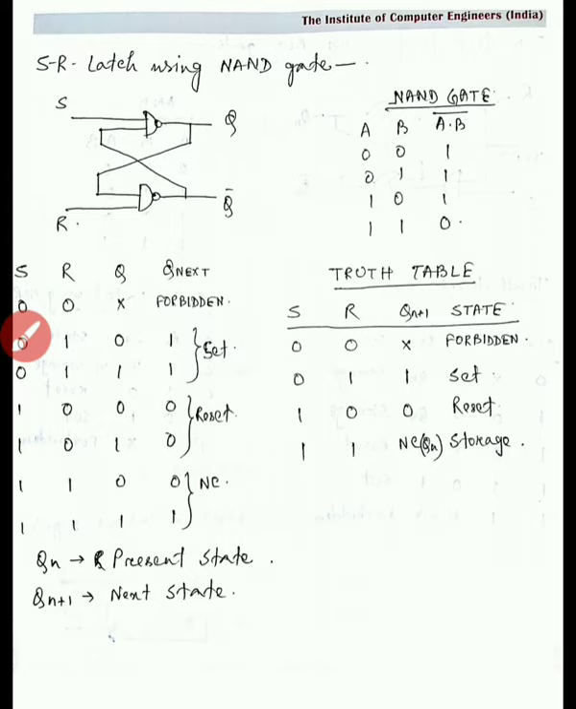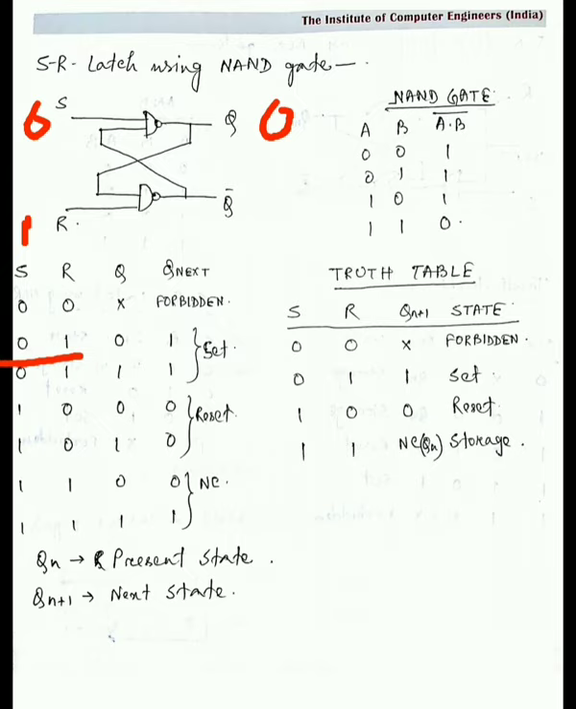Now our next combination is S 0 and R 1. Here it is: S 0, R 1. And at first we see the value of Q is 0. We take two cases: when Q is 0, what will be the output, and when Q is 1, what will be the output? So first we take Q as 0.